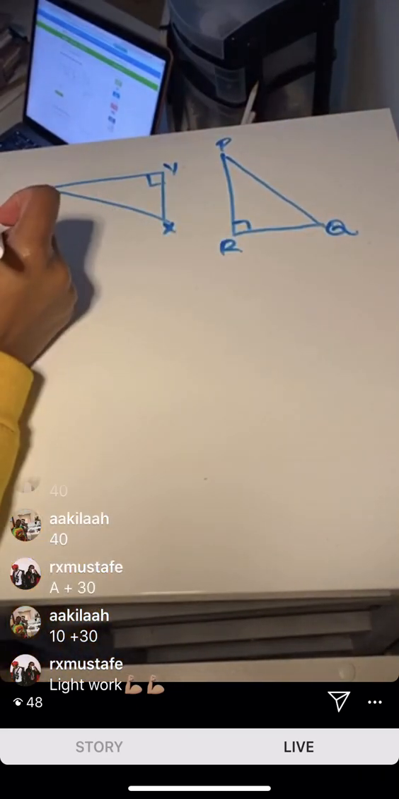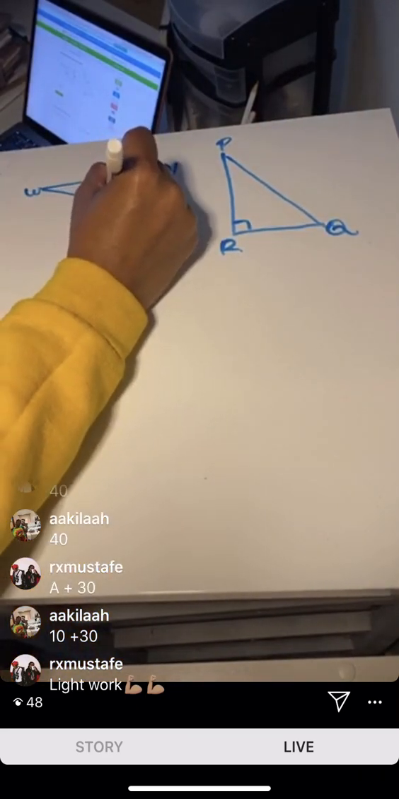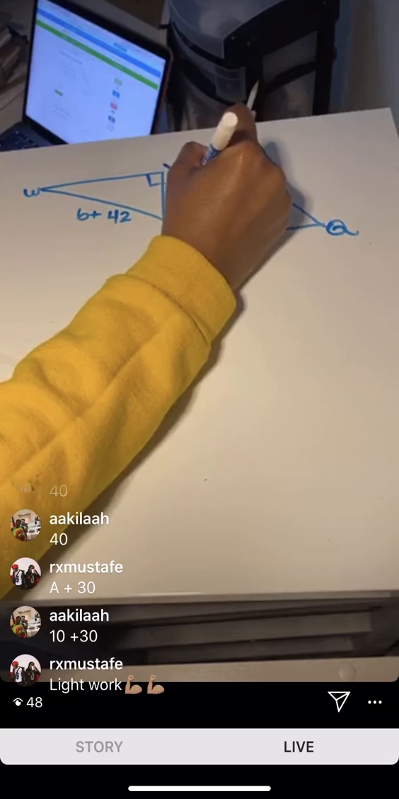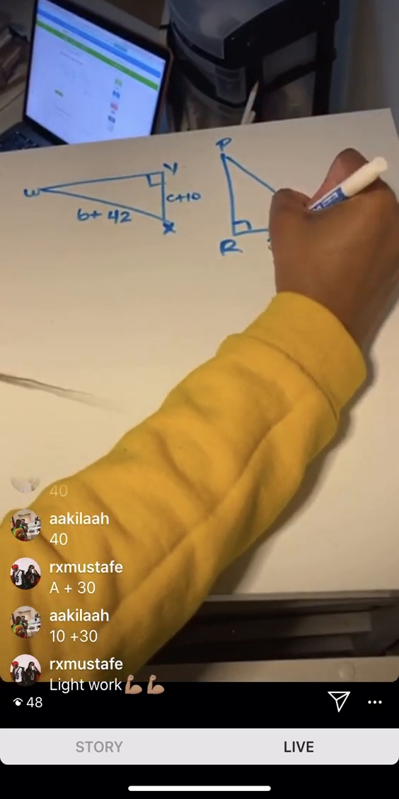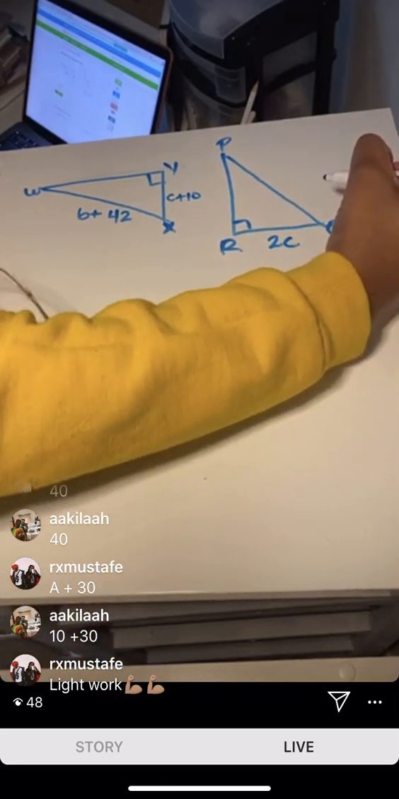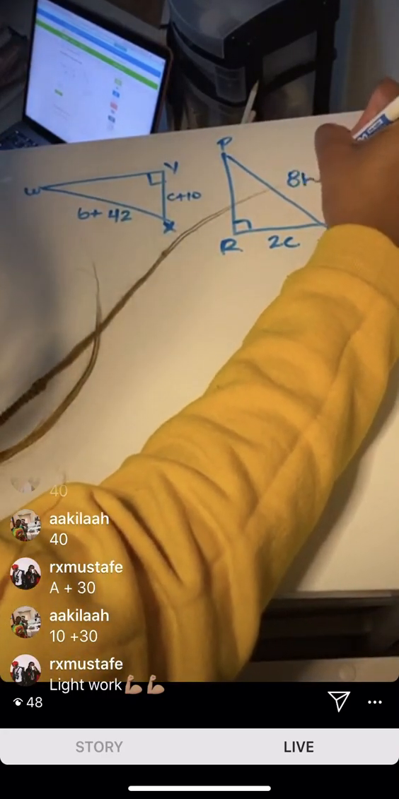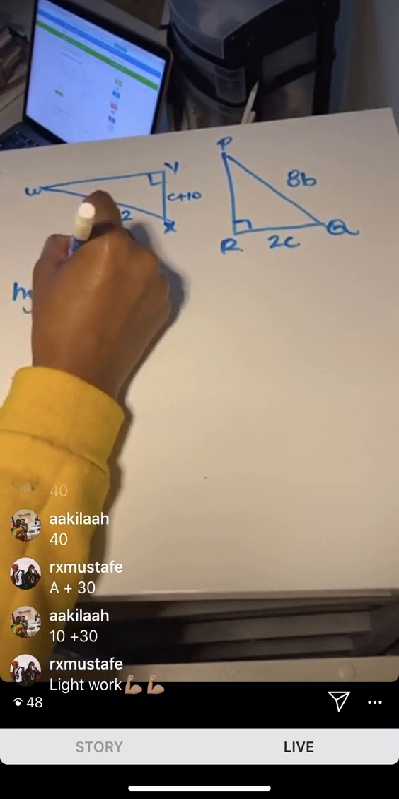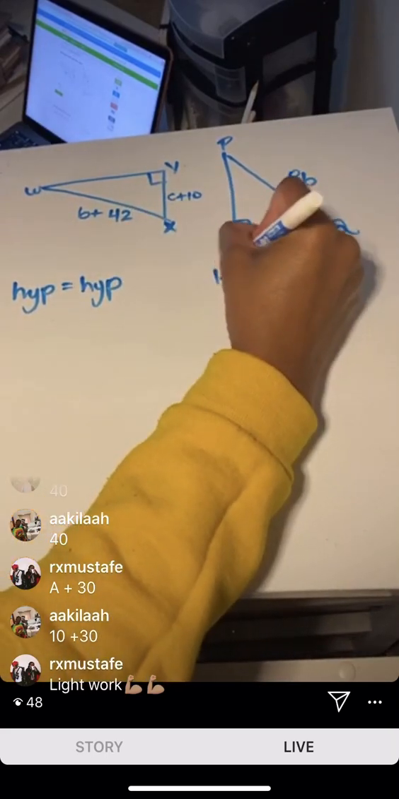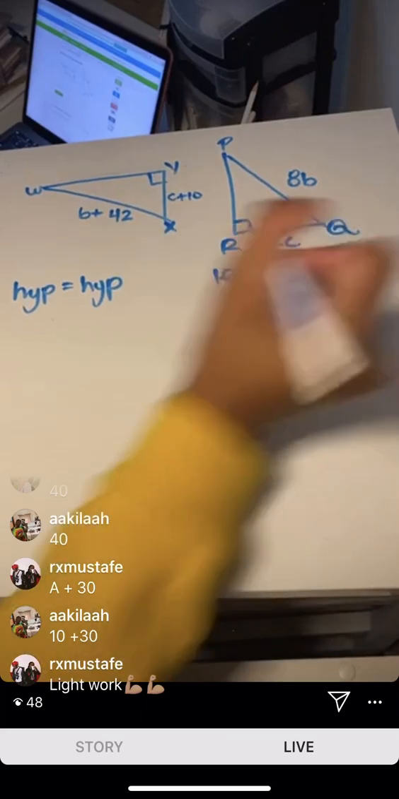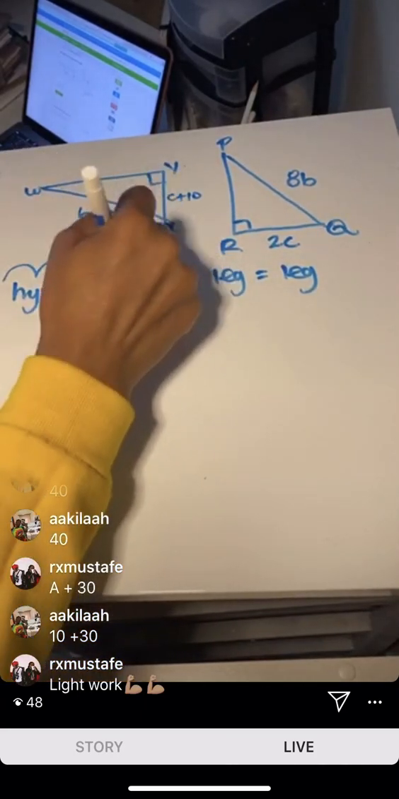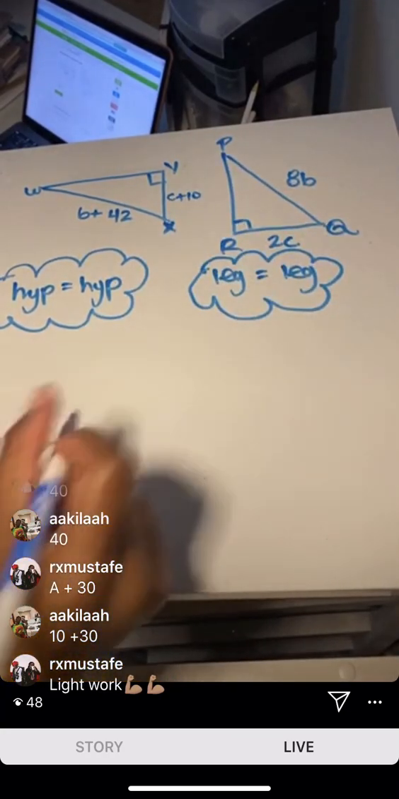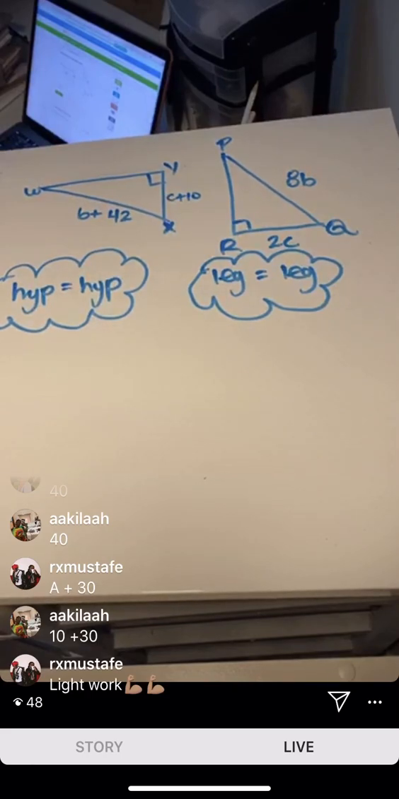Go ahead and start writing it down. That's B plus 42. And this one's going to be C plus 10. The bottom is 2C. And this is 8B. Remember, hypotenuse equals hypotenuse. And leg equals leg. Okay? So, in the comments, I want to know what does B equal and what does C equal.